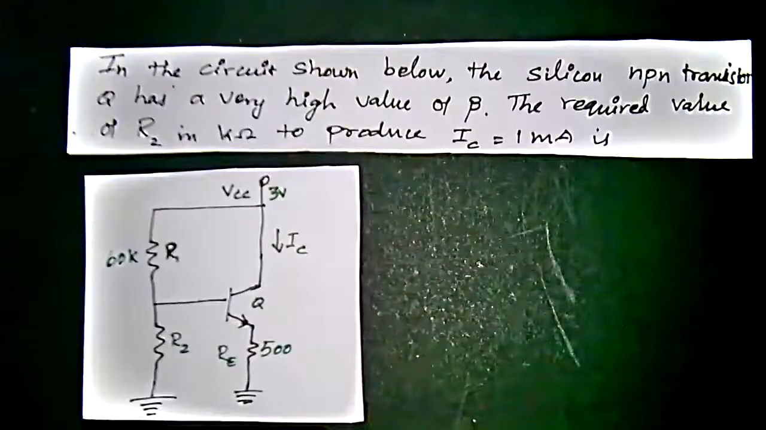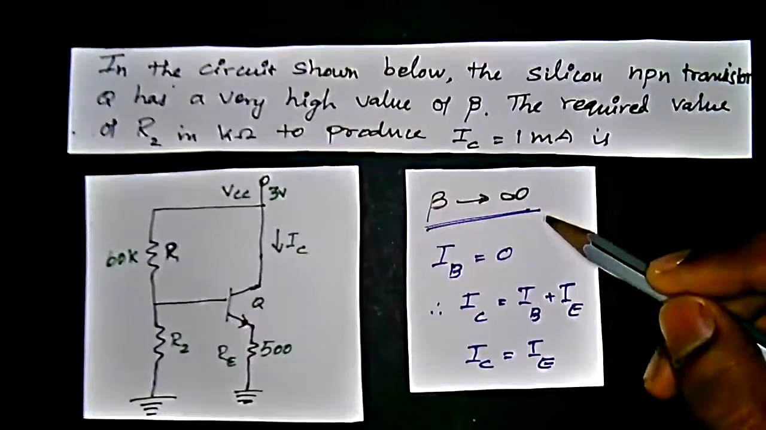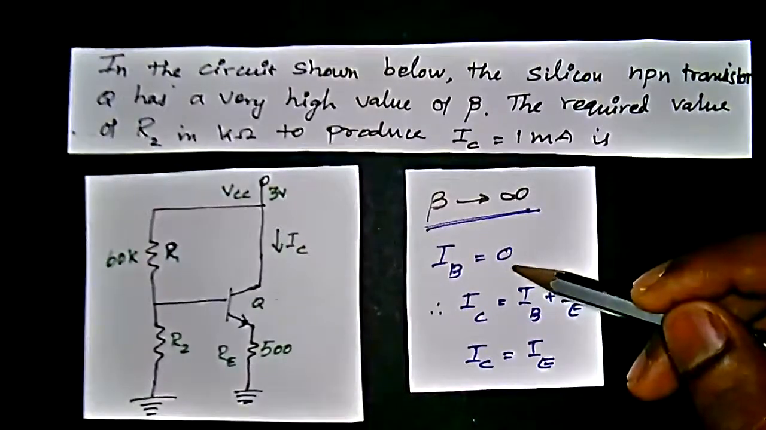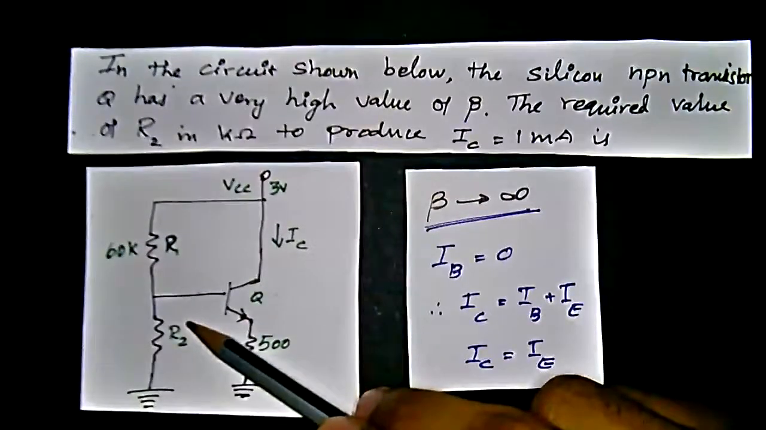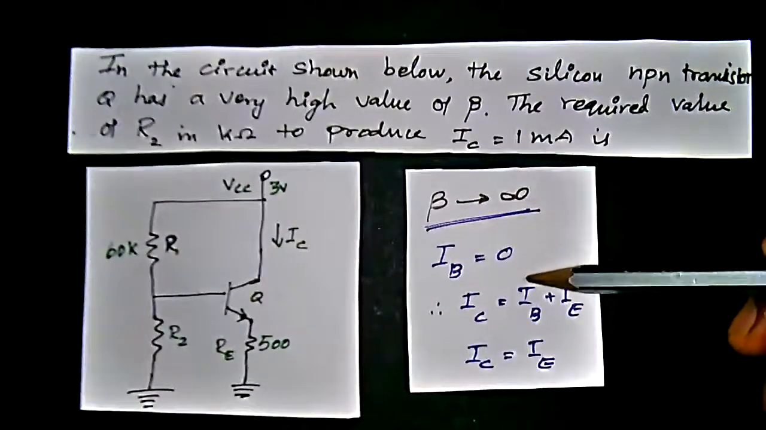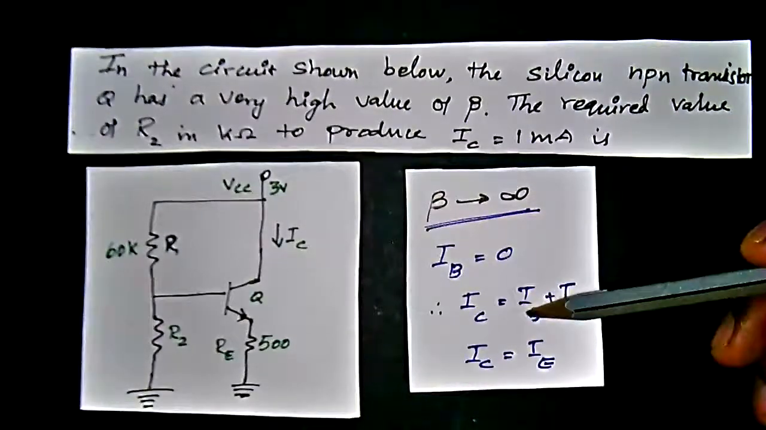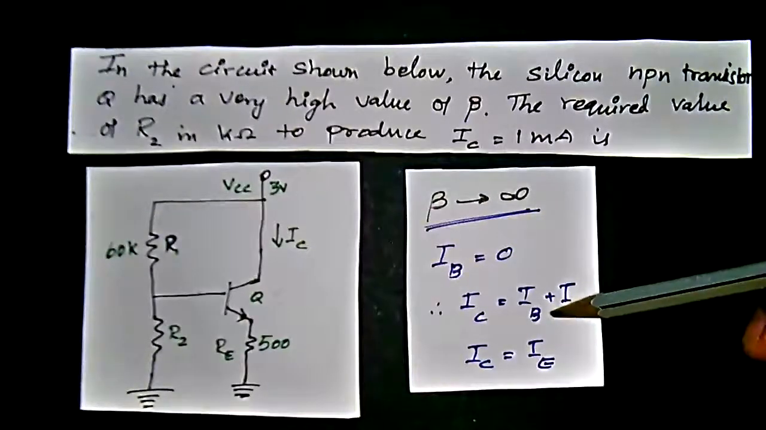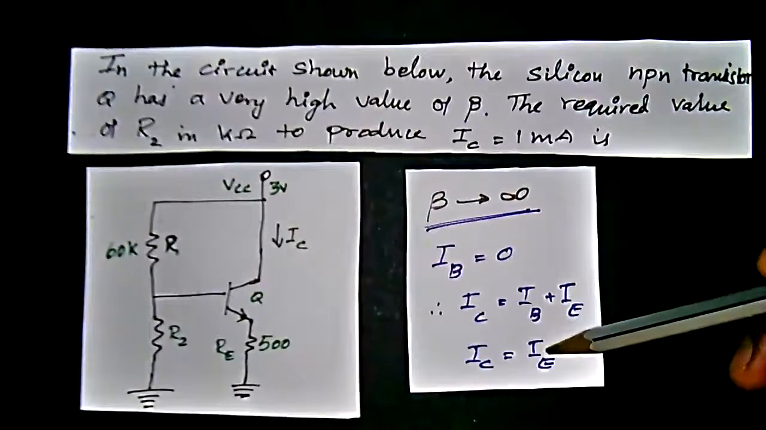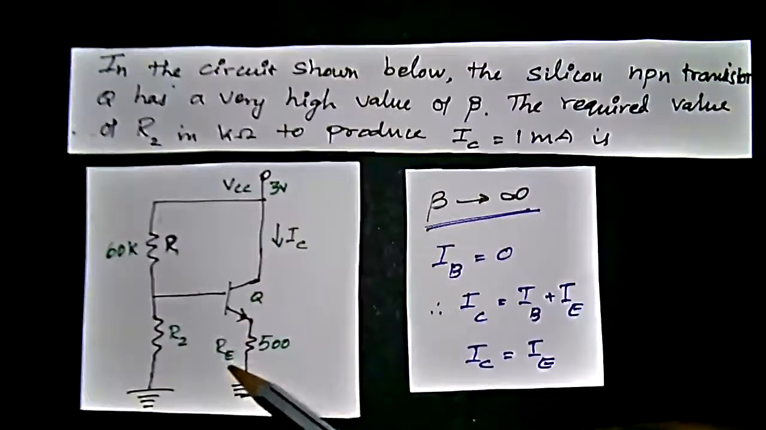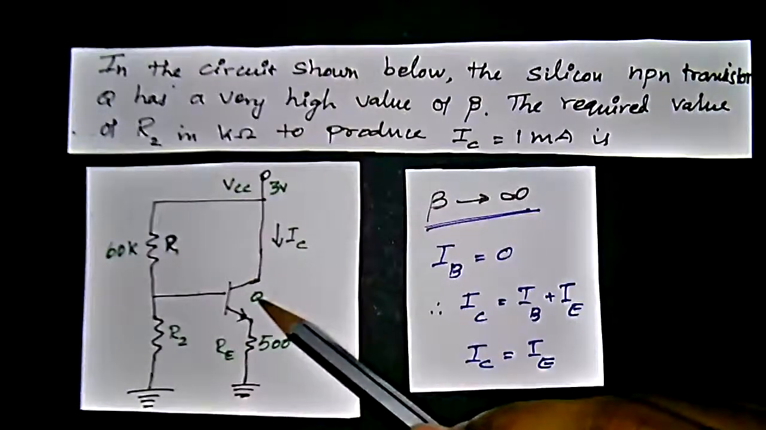So they have given us beta equal to infinity, and IB equal to 0 because it's a voltage divider circuit, that is, a self biasing circuit. We can say that IB equal to 0. Because we know that IC, the collector current, equals base current plus emitter current, so collector current equals emitter current.